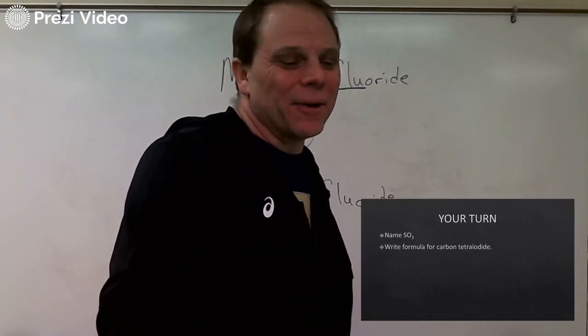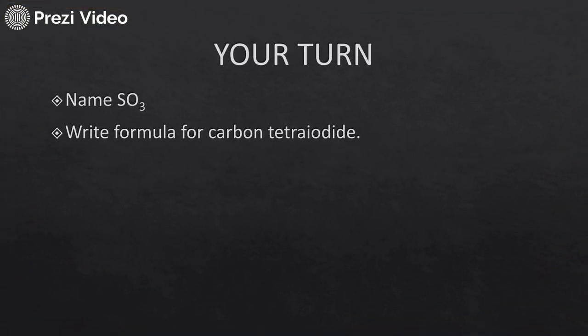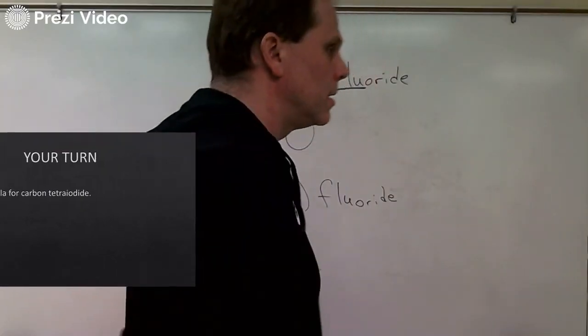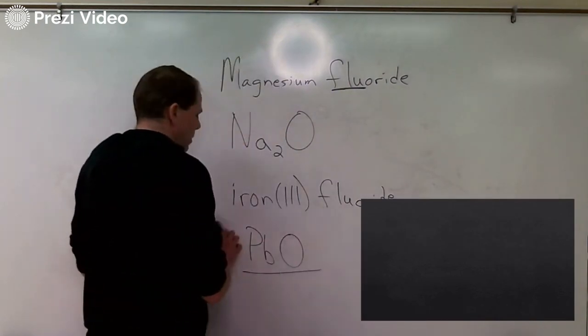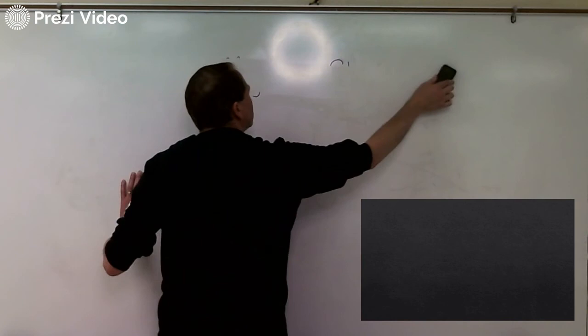All right, so can we name SO3 and can we write a formula for carbon tetraiodide? Well, in order to do this, we're going to need to know what those prefixes are, right? We've got to be able to use prefixes. Now, the prefixes are found on page 216. Okay, so let's look at how we would name these. You're going to have to look on page 216 of your text, and you're going to see the Greek prefixes.